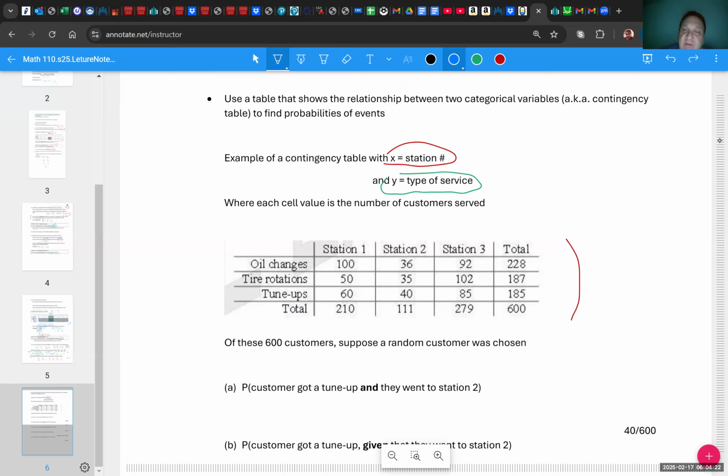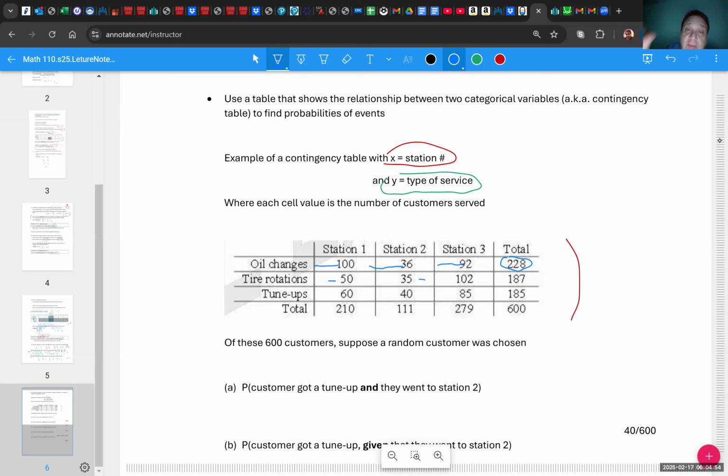Well, this would be the total number of oil changes. See, oil changes is 100, 36, and 92. That's the total number of oil changes, right? 100 at station 1, 36 at station 2, 92 at station 3. So altogether, all the possible oil changes are 100 plus 36 plus 92. And if you add those up, you get 228. And likewise for tire rotations, we add the 50 here and the 35 here and the 102 to get 187.